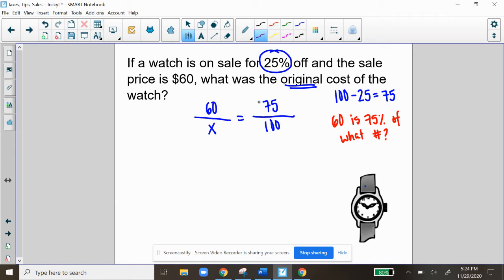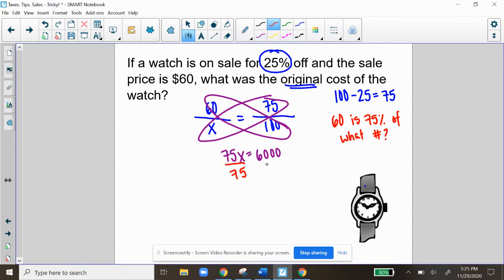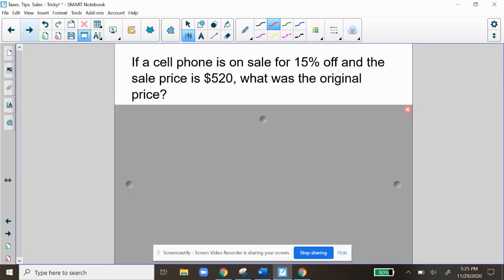We then remember that we can use cross multiplication, right? So I can say that 75x equals 6,000. I would then go divide by 75 on both sides, and I'm going to get an answer of X equals $80. So I know the original price of my watch was $80. I want you to pause the video here and try this one on your own.